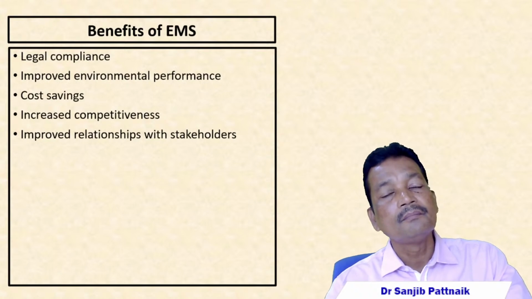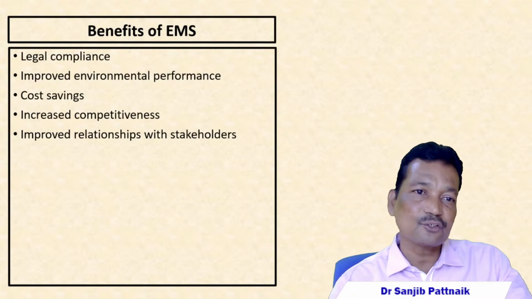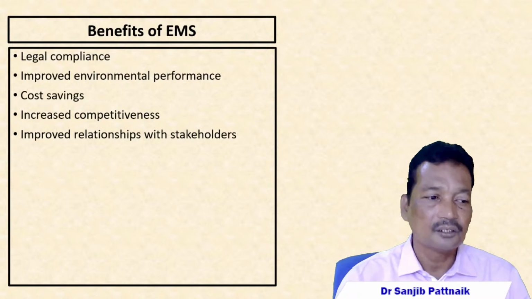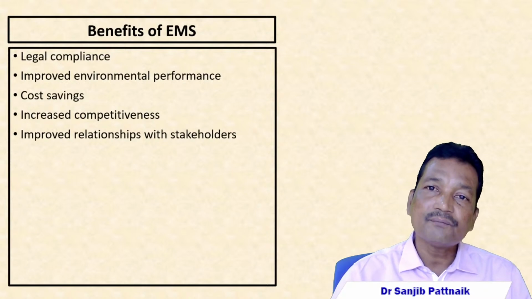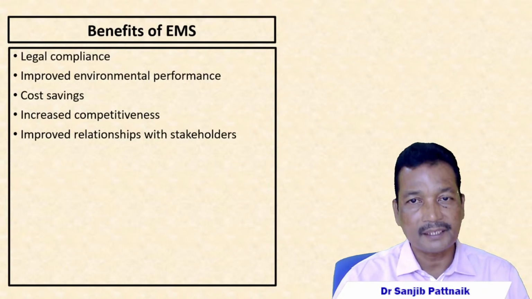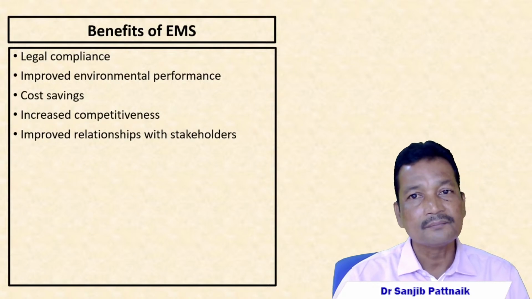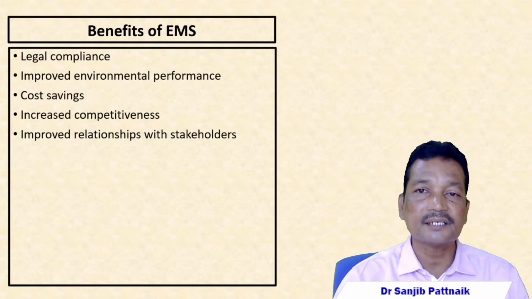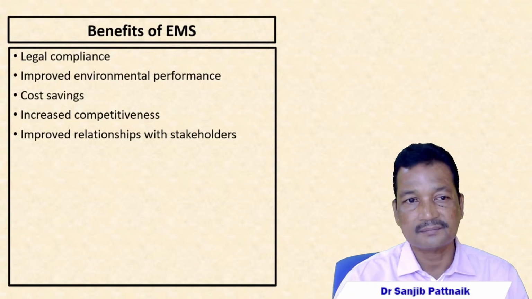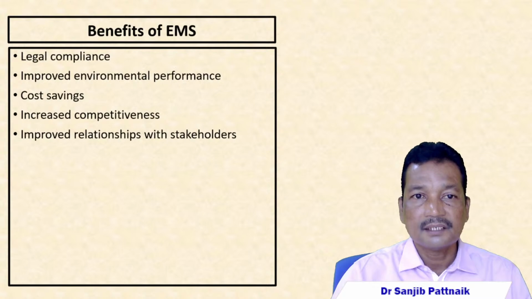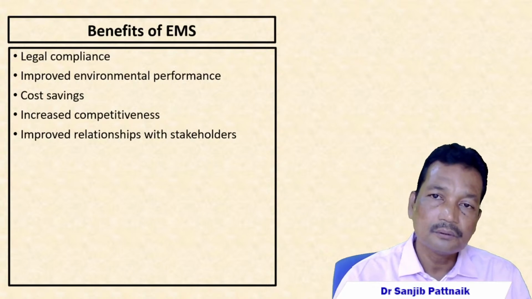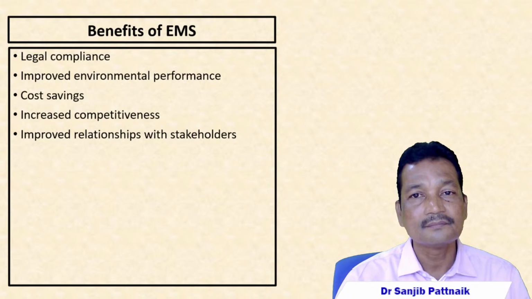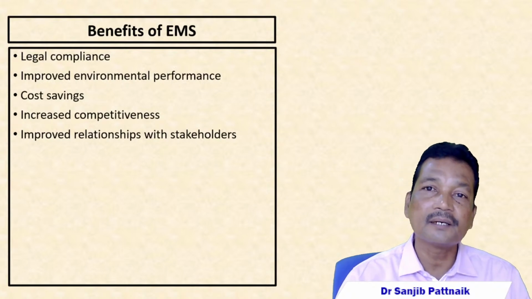They have certain guidelines which have to be complied with. That means the organization's activities should be aligned along those lines. So if an organization is adopting an environmental management system, then automatically it is complying with the legal, statutory or regulatory requirements. Only adhering to the requirements is not the basic purpose. The basic purpose is to protect the environment.